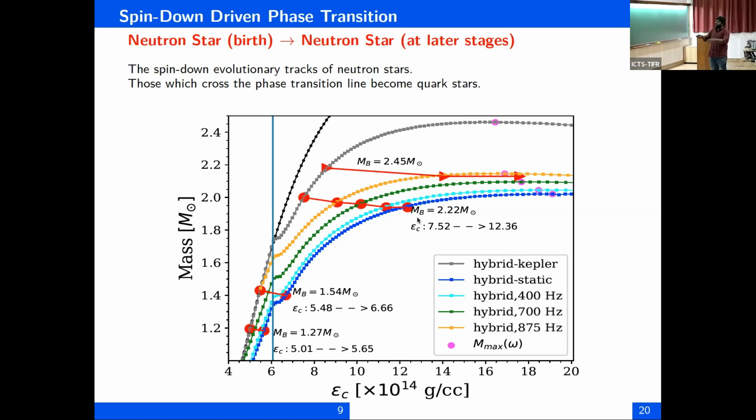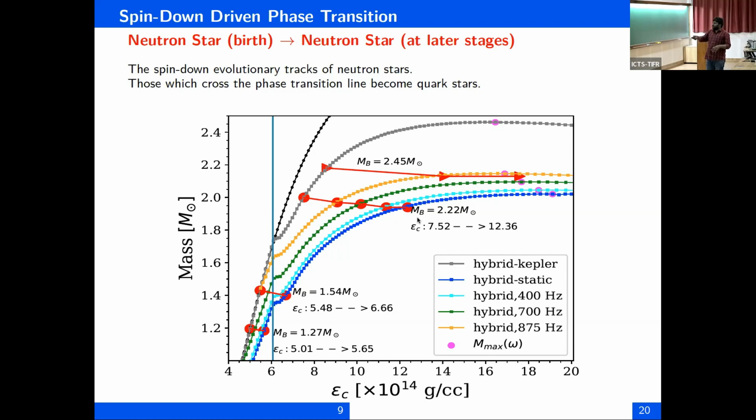So this is the study which I have done. What I have taken is the neutron star at birth, and then I tried to see when it slows down over its life, what can happen to it. This particular gray curve is the mass versus central density curve at the Keplerian frequency. When neutron stars are born, they are very rapidly rotating, and it is good to assume that they are at the Keplerian frequency. So the neutron stars lie on this gray curve.